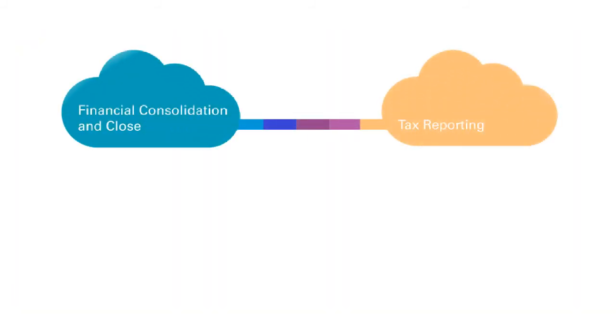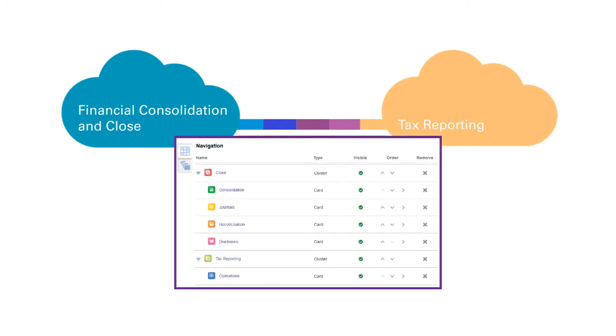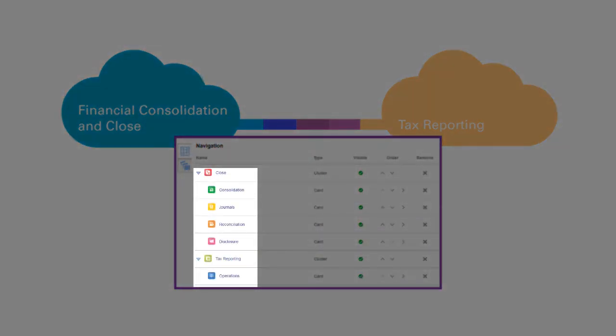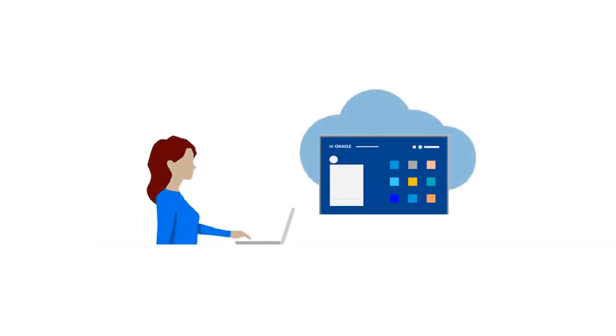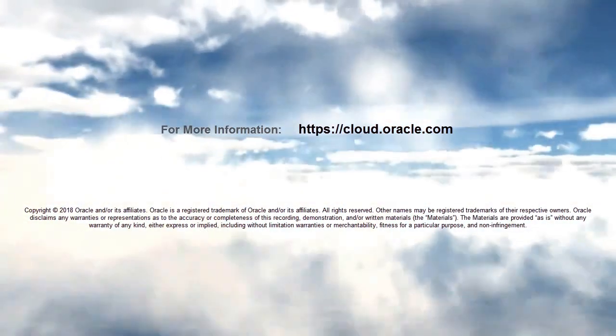If your business processes are integrated, clusters and cards can contain forms and artifacts from other processes, such as tax reporting or financial consolidation and close, providing seamless cross-cloud access. In part 2 of this series, we showed you the highlights of performing more key tasks in the Simplified interface. To learn more, visit cloud.oracle.com.